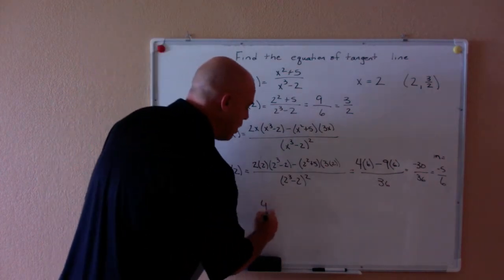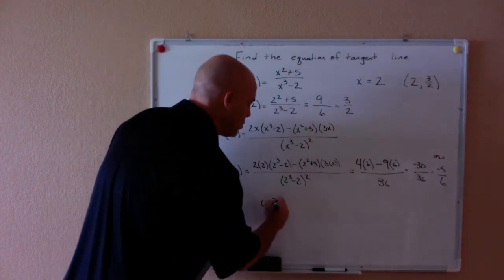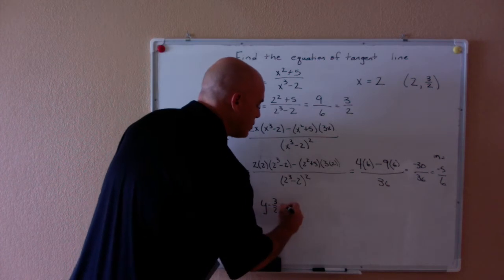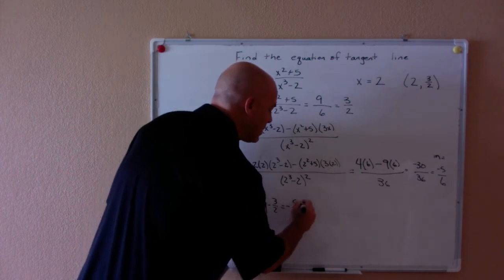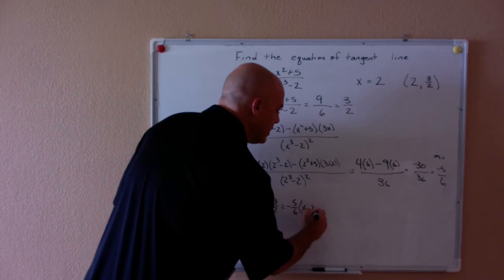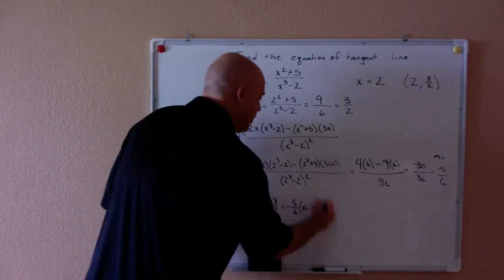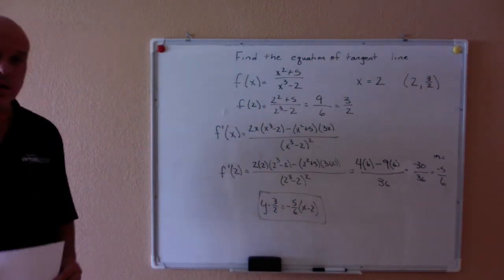line. That's going to be y minus the y-coordinate, which is 3/2, equals the slope, which was negative 5/6, times x minus the x-coordinate, which is 2. And there's my equation for the tangent line.